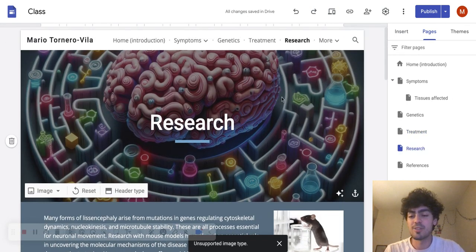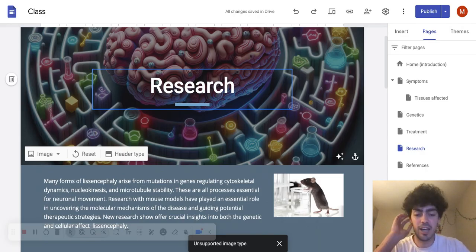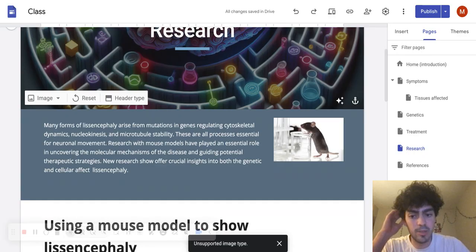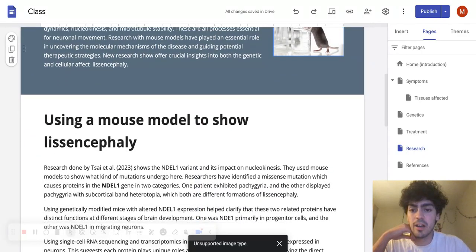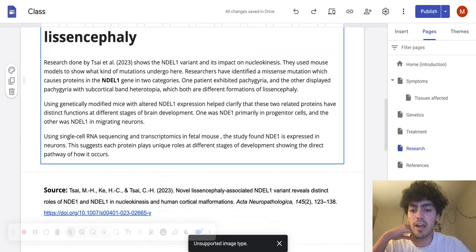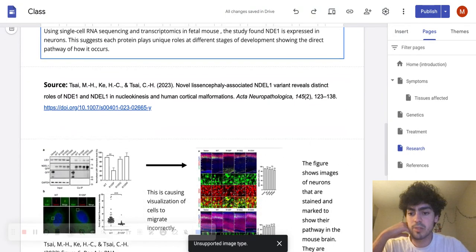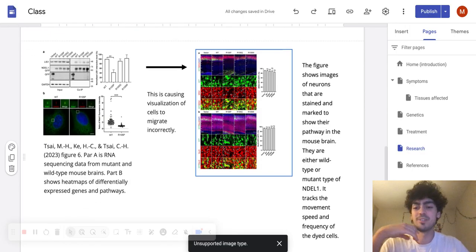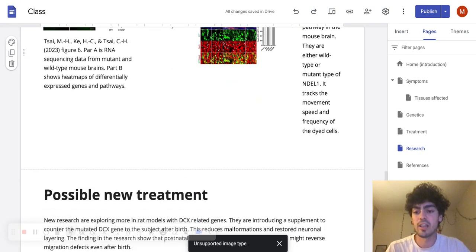For research, I wanted to give this background of the maze idea, trying to figure out research with the brain, something related to the entire brain, symptoms and things like that. I have a visualization here of what's going on with the genes, something they can understand better.